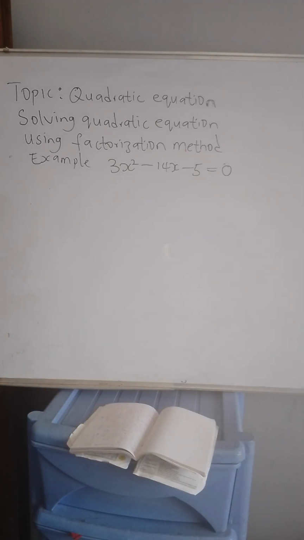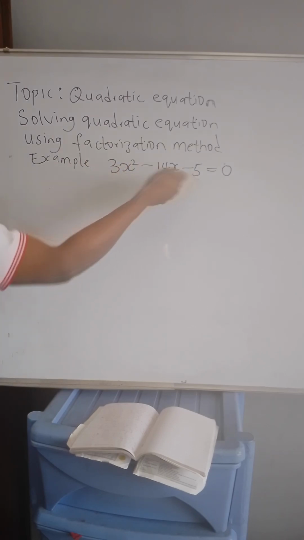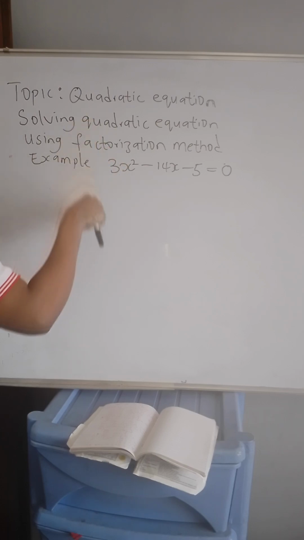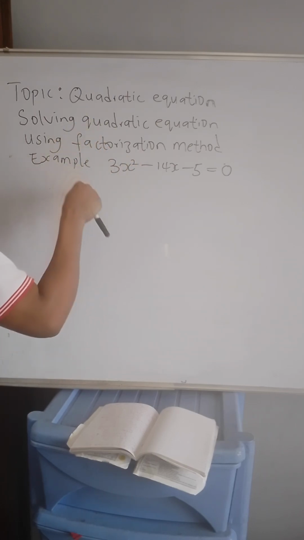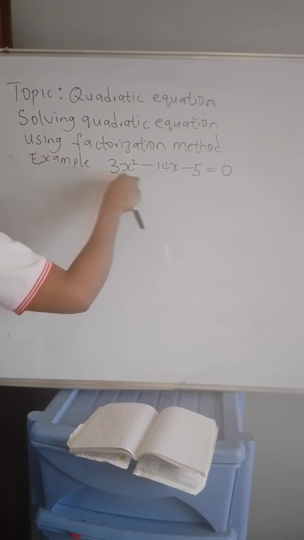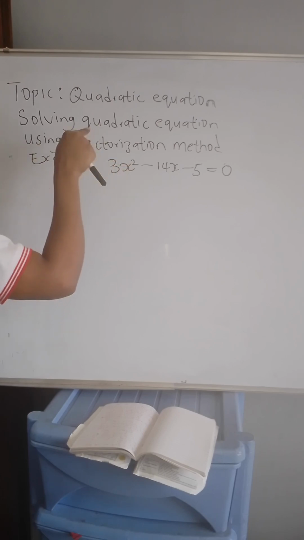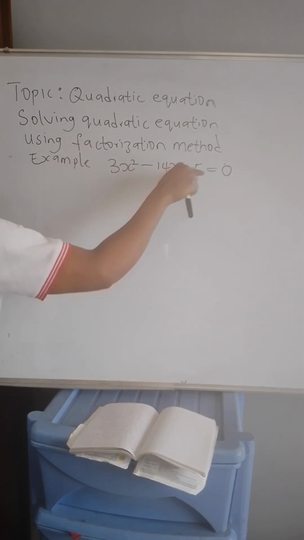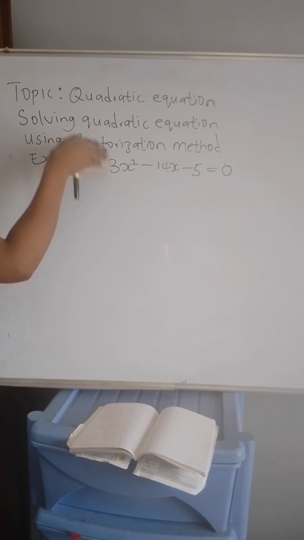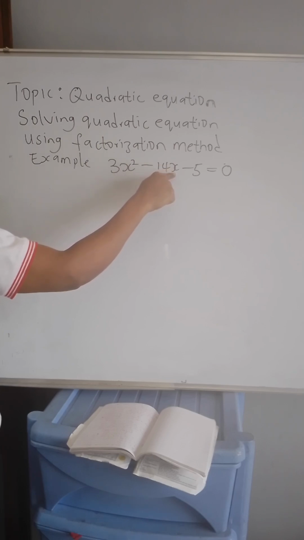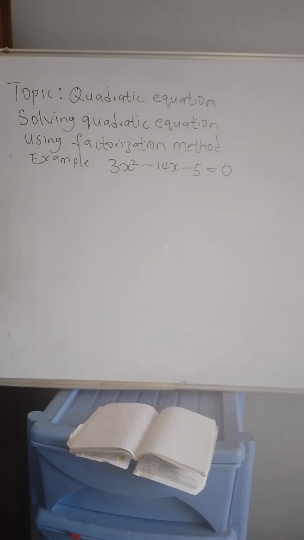Example, 3x raised to the power 2 minus 14x minus 5 equals 0. In this equation, 3 is the coefficient of x raised to the power 2. It is also the leading coefficient of this equation, because that is the first coefficient here. Minus 14 is the coefficient of x, whereas minus 5 is the constant.